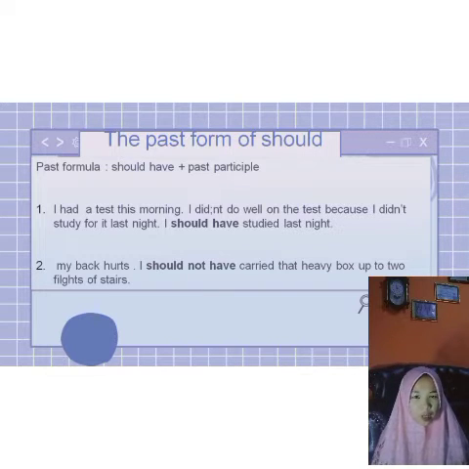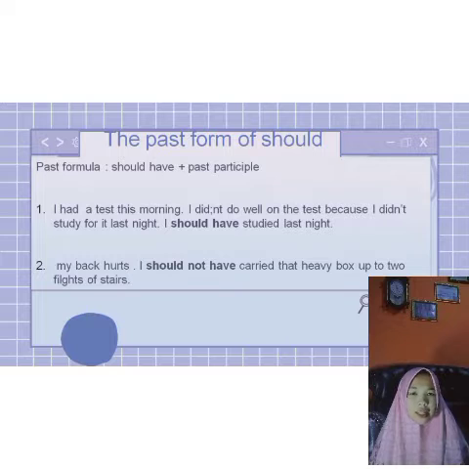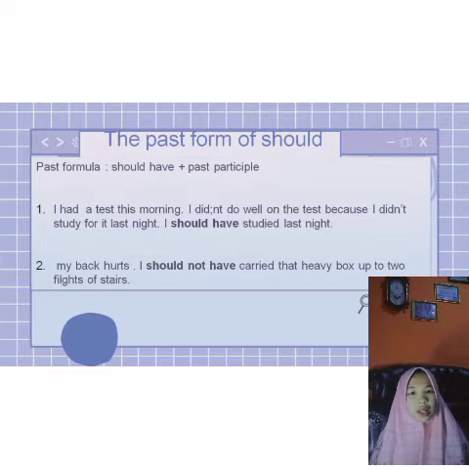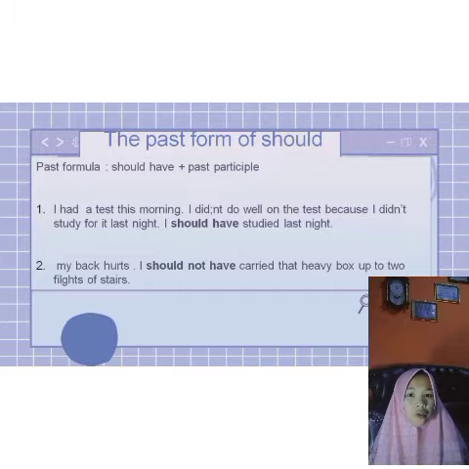For example, I had a test this morning. I didn't do well on the test because I didn't study for it last night. I should have studied last night. In this example, I should have studied. It means that studying was a good idea, but I didn't do it. So I made a mistake.